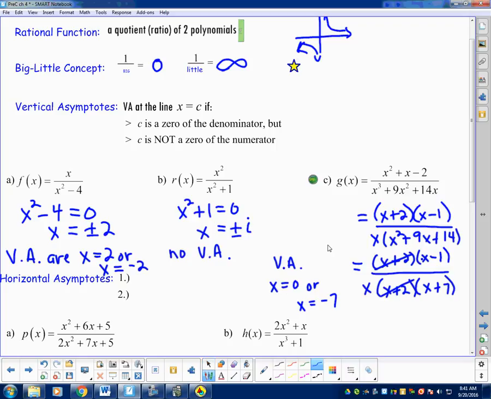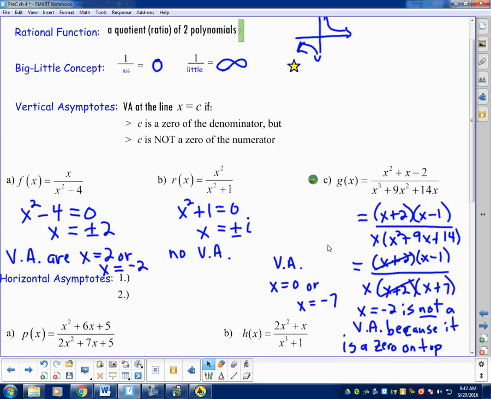So x equals -2 is not a vertical asymptote because it is a 0 on top. Or another way to say it is because it factors out. It's what we call in calculus a removable discontinuity.